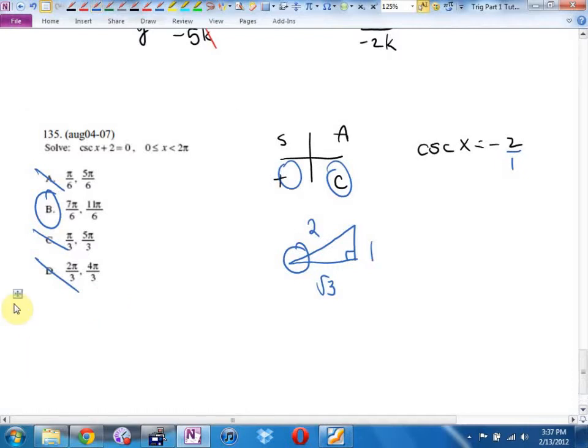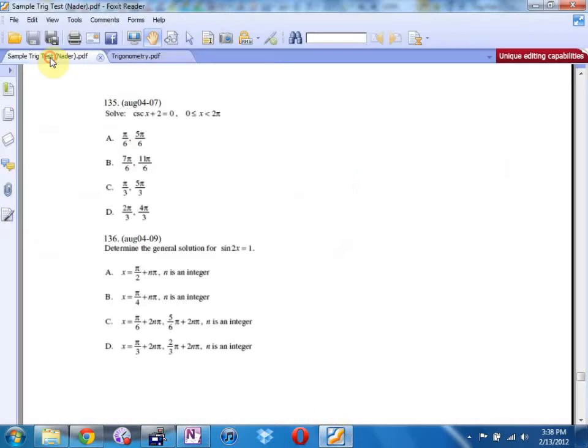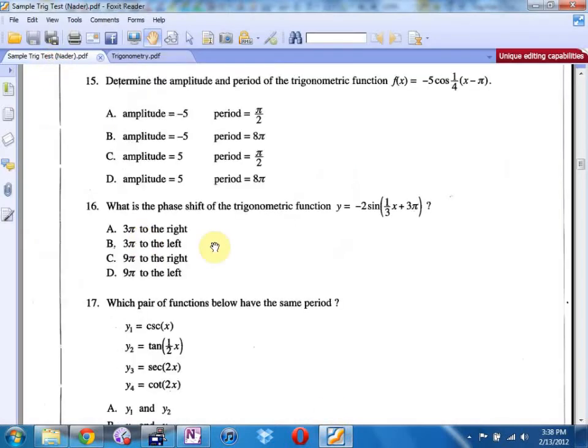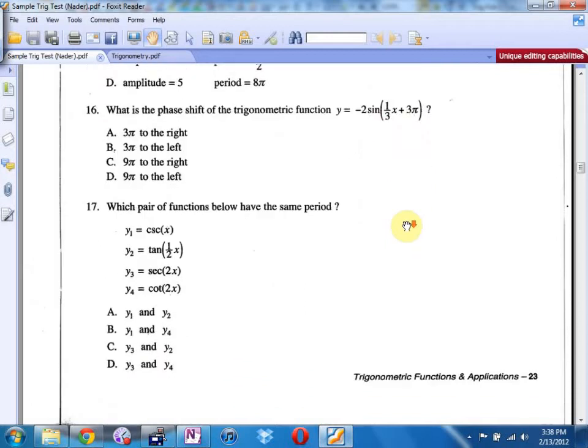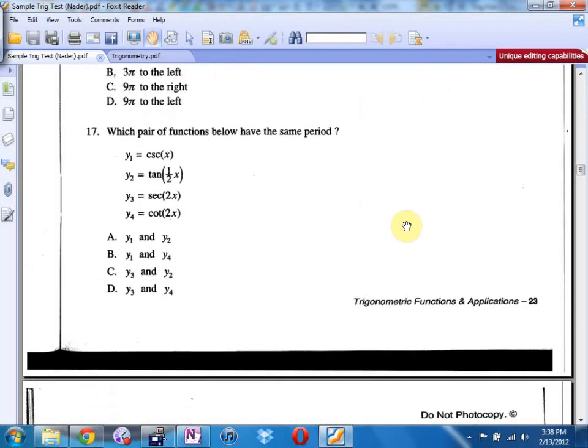Trig in particular lends itself to that because there's only four quadrants to play with, and because half of them are negative and half of them are positive, almost any question can turn into a true-false question, if nothing else. Let's keep going back to here. So phase shift, if you did factor out the one-third, that's the same as dividing by one-third, same as timesing by 3. Which pair of functions below have the same period? Okay.